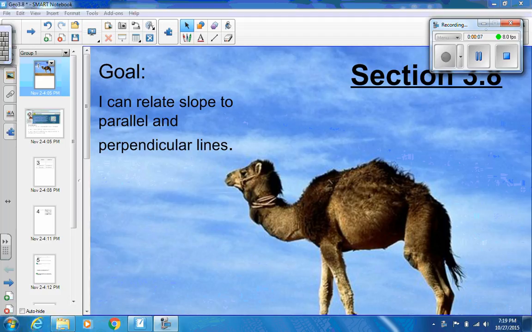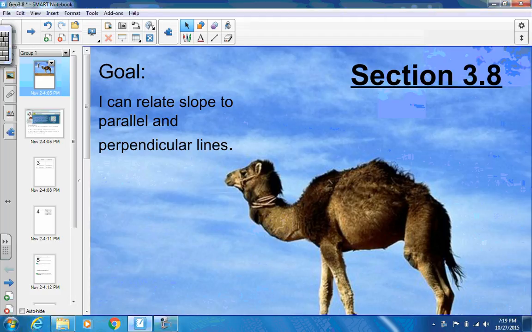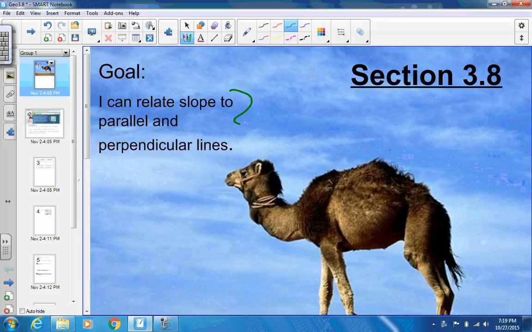Here's a video for section 3.8, which is about parallel and perpendicular lines, dealing with those particularly on a graph, so a coordinate plane, what the slope of parallel and perpendicular lines will look like, how they relate to each other. So make sure this goal is written down on your goal sheet. I can relate slope and parallel and perpendicular lines.